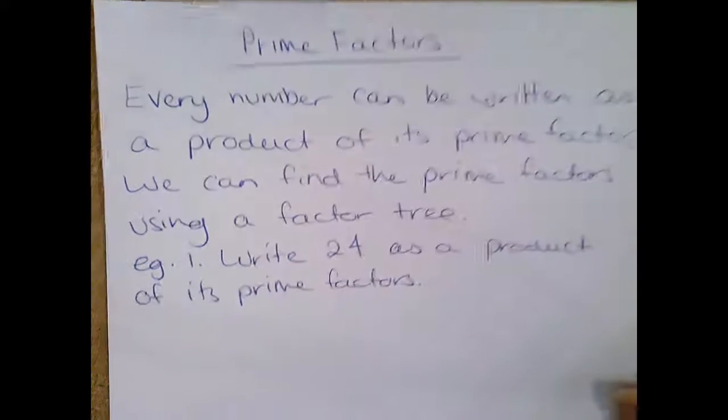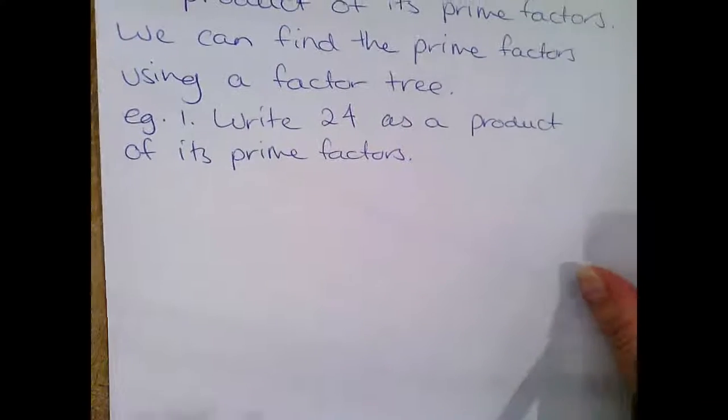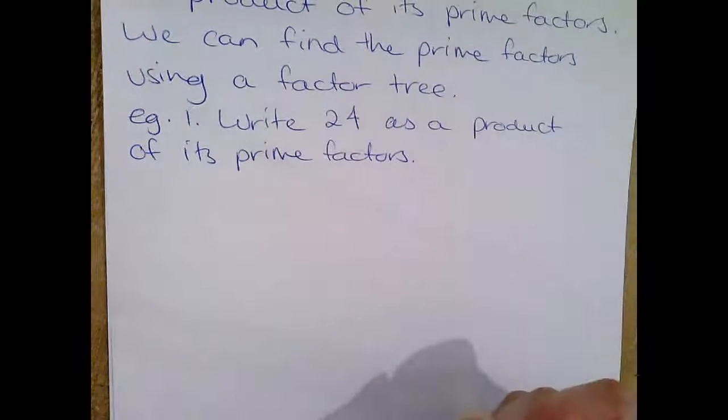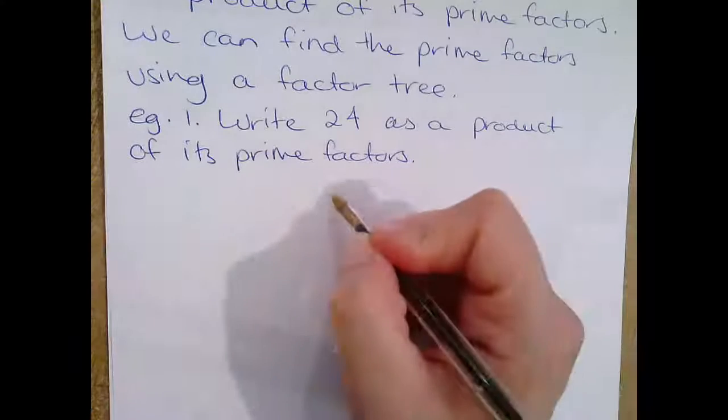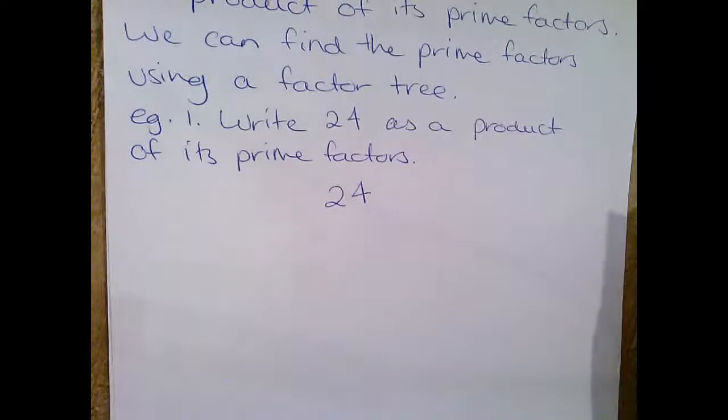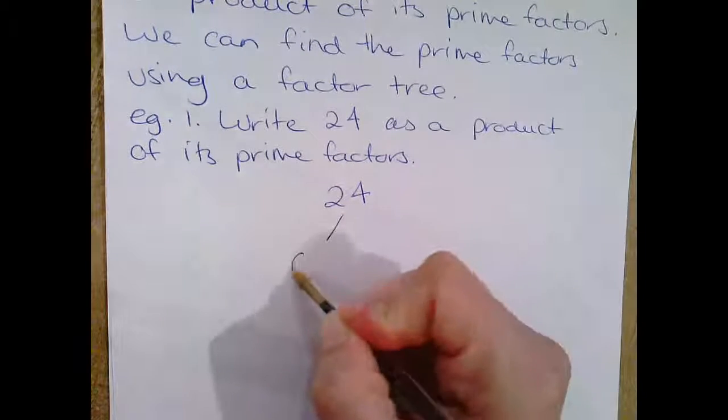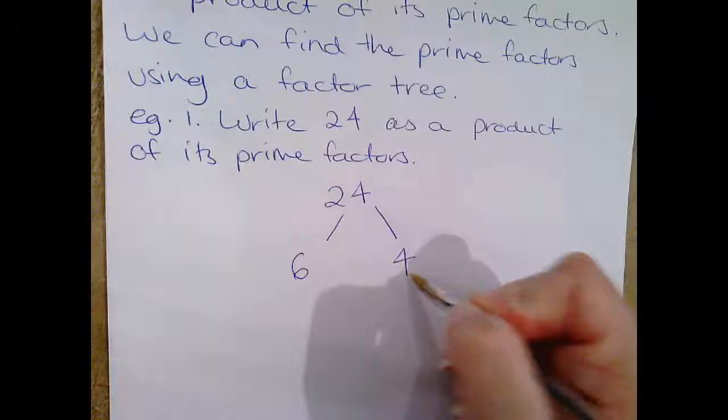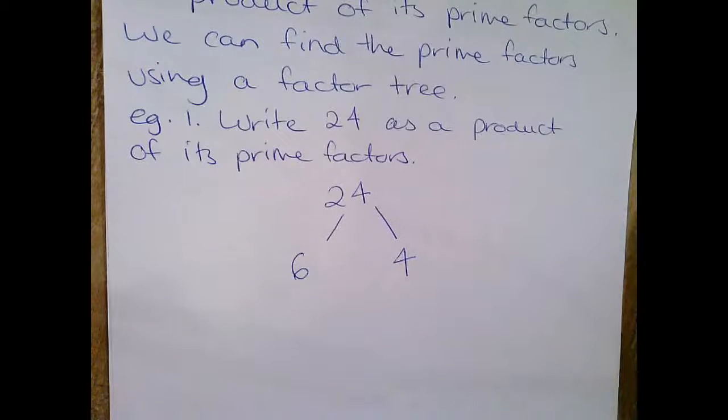Write 24 as a product of its prime factors. And we're going to use a factor tree to do that. So firstly, thinking about the number 24, what are two numbers that multiply to give 24? There's a few. Doesn't matter where we start, we will all end up at the same place, and I'll show you that as well. So 24, I'm going to go with 6 and 4, because 6 times 4 is 24.